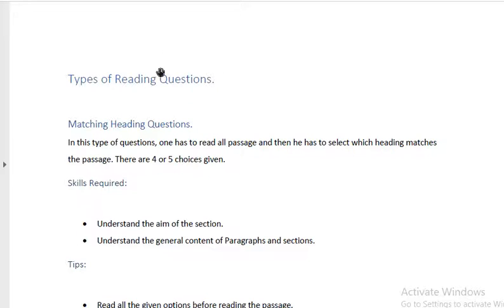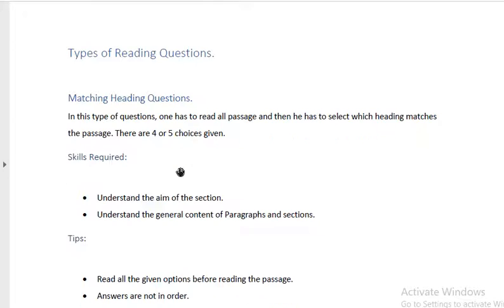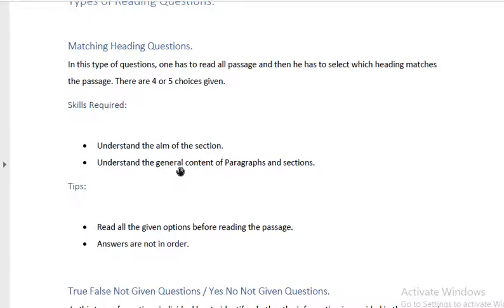Okay, so first type of question is matching heading questions. In this type of question, one has to read all the passage and then select which heading matches in the passage. So they will have a paragraph of 4 to 5 lines. You will have to read that paragraph and then there will be options given under the question and you are supposed to check which option matches the paragraph best.